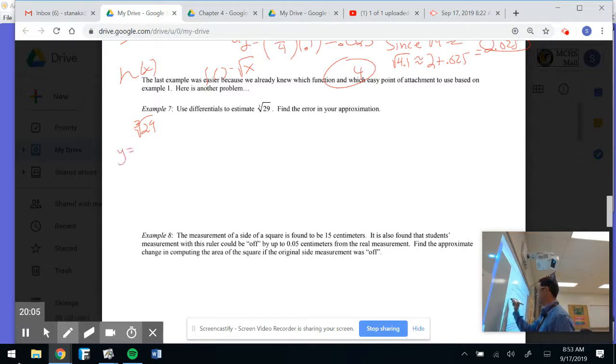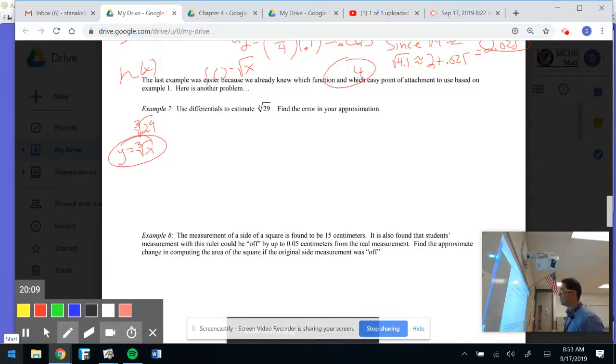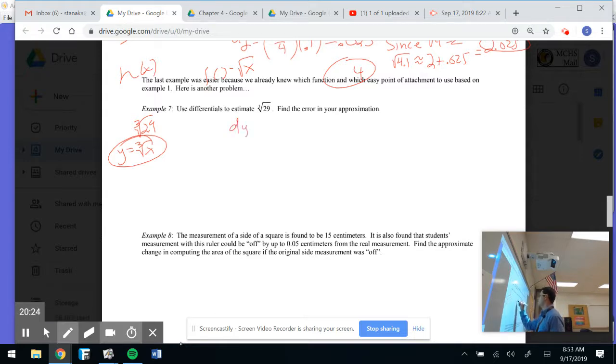I'm probably dealing with this cube root function, right, class? And I know the cube root of 27, and 27 is pretty close to 29. So that would be my point of attachment. And it says, find an approximation, and then find the error in our approximation. Okay, so let's do this. Well, how would I do it? It says use differentials. So here we go.